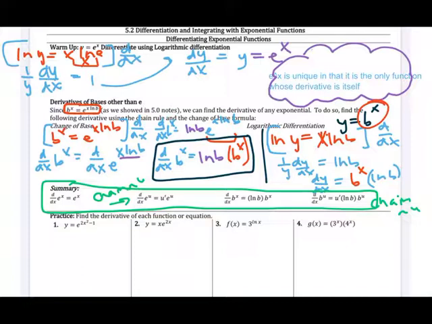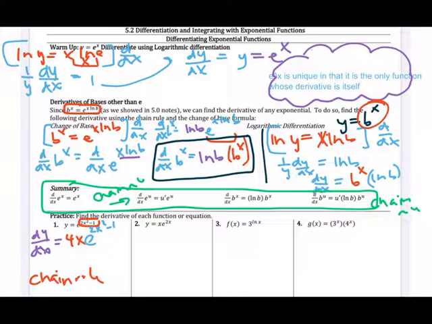So let's look at a few practice problems here. On number 1, we have e to the power of something. So when we take the derivative, dy dx, we're going to take the derivative of that exponent. So we're applying the chain rule. The derivative of that exponent is 4x. And then e, the derivative of e is e, so e to the 2x squared minus 1.